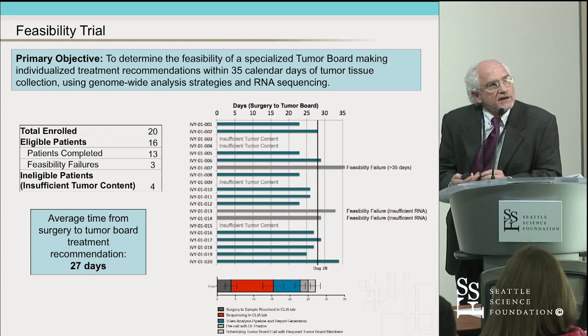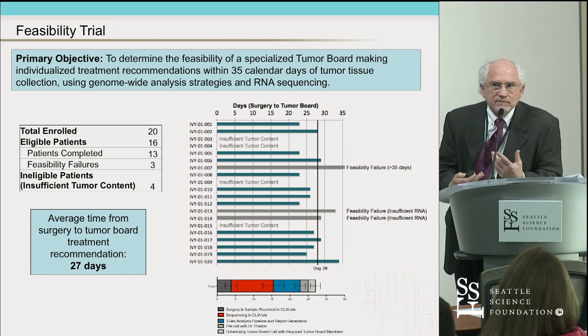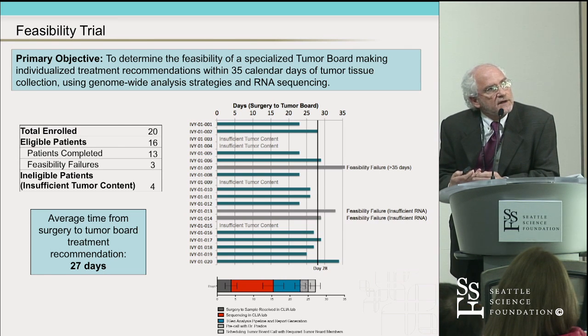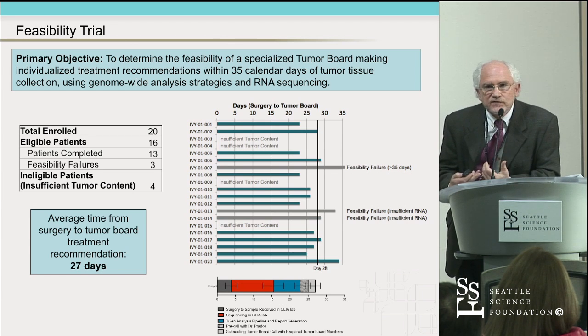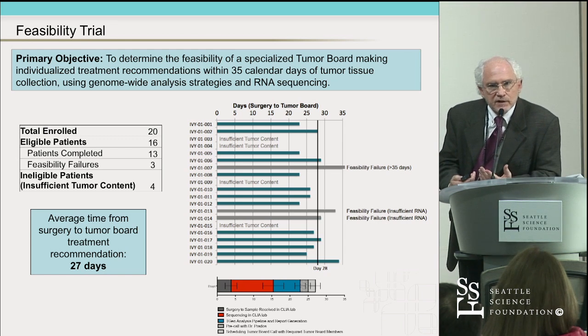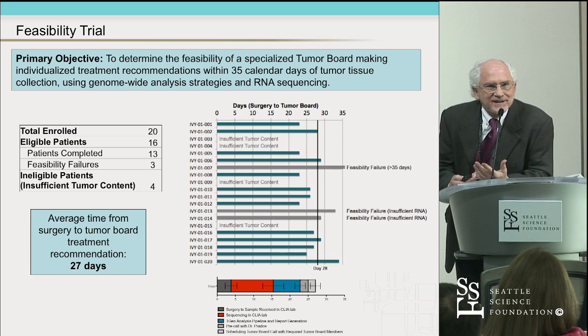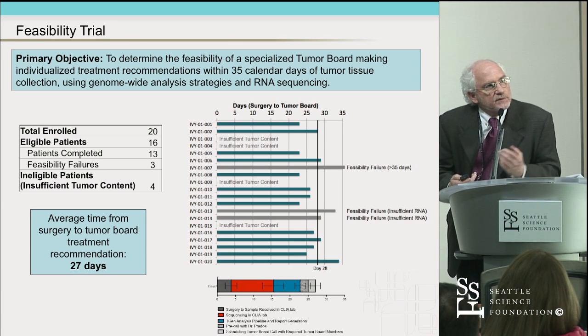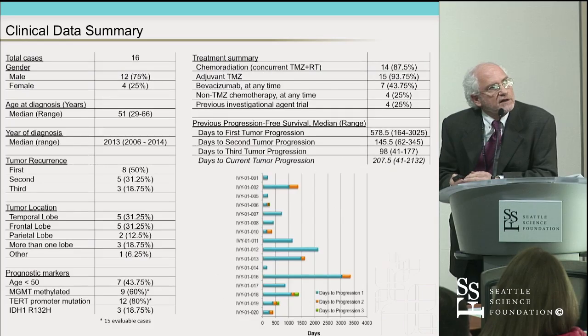So we ended up enrolling 20 patients to get 15, and we actually, because of circumstances, had 16 that were eligible. The ineligible patients were 4 patients who had insufficient tumor content. There was mostly necrosis or reactive gliosis, or really wasn't tumor. And sometimes you can't tell, right? Because an MRI scan is not the greatest biomarker all the time. And then there was insufficient RNA from a couple of patients. But this is just the plot looking at the time.